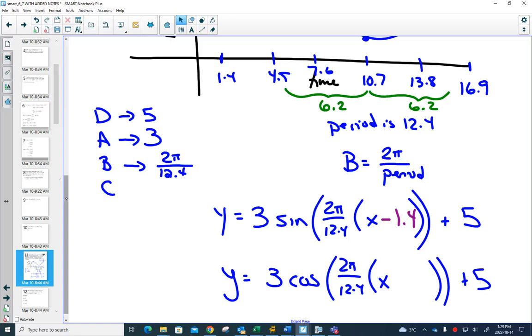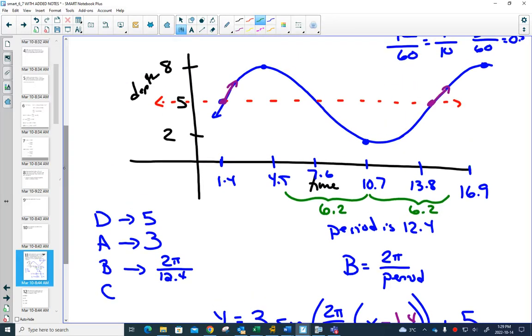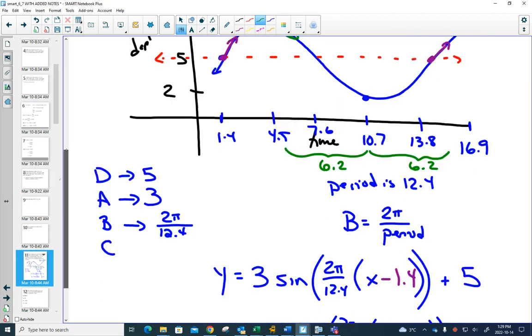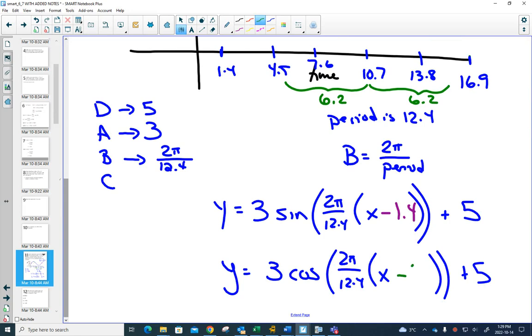Okay, and let's do the cos graph in green. So cos graph starts at a maximum. Well, I have a maximum right here, or I could use this one. But usually people like to use the one that's closest. So 4.5 to the right, so I would write minus 4.5.